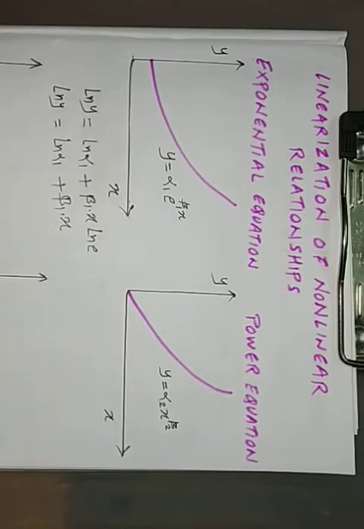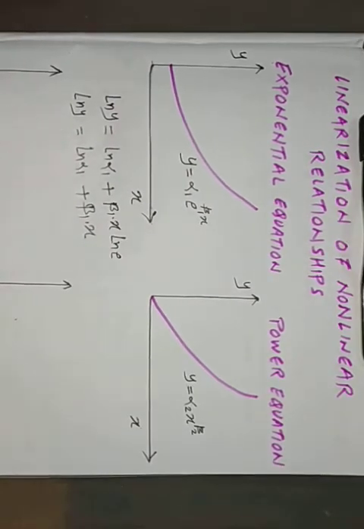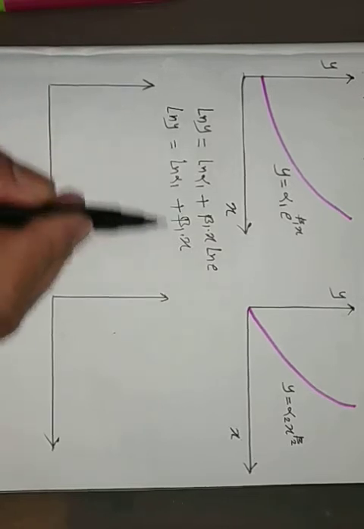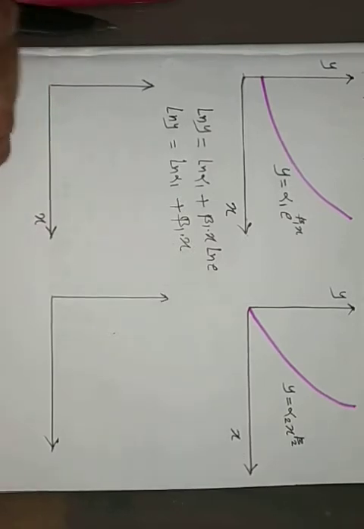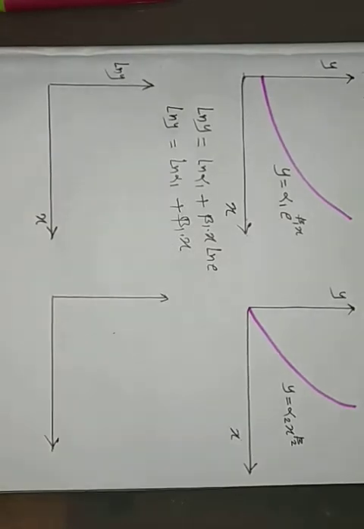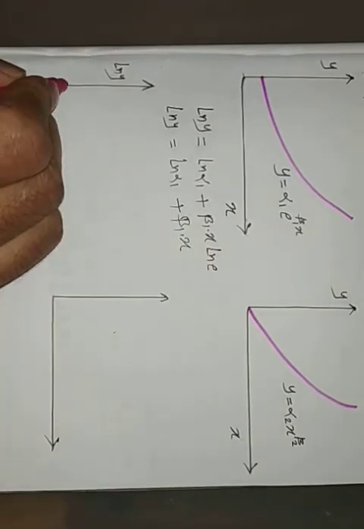Now this equation is a linear equation where natural log of y is varying with respect to x. So here we can draw the graph, x on the x-axis, y-axis will take ln of y. Now we'll get one linear relationship between these two. So this line will be like this.